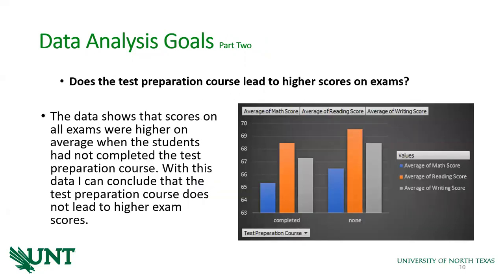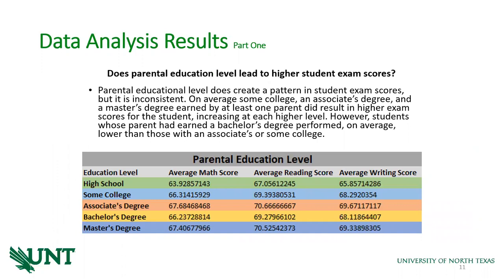Here's the chart. So we'll get to conclusions later on, but you can clearly see that the test prep course does not appear to help the students in any way. And this would be something the teachers would want to know. I like the pivot chart compared to the table here because it's easier for the user to immediately see the discrepancy there. The next question I asked was, does parental education level lead to higher student exam scores?